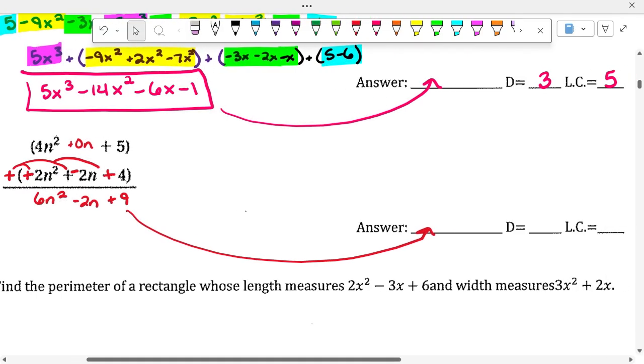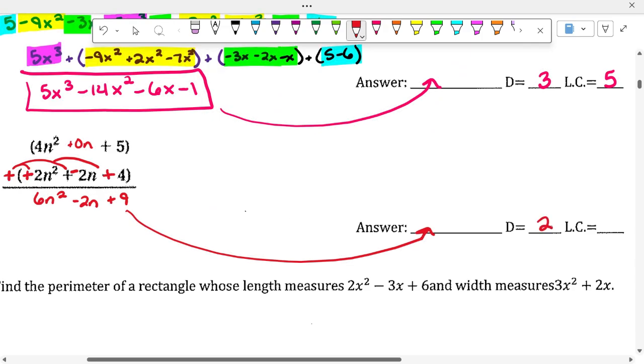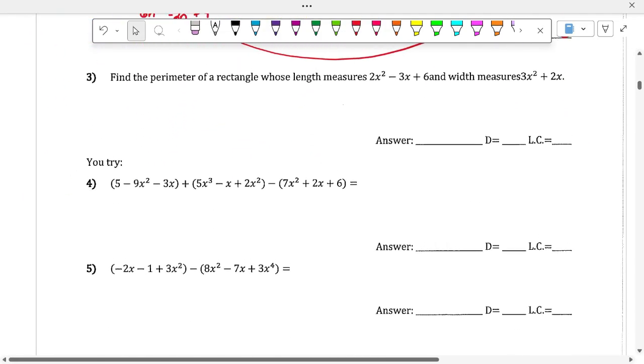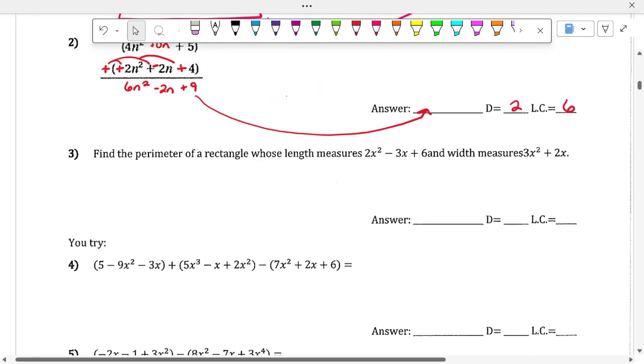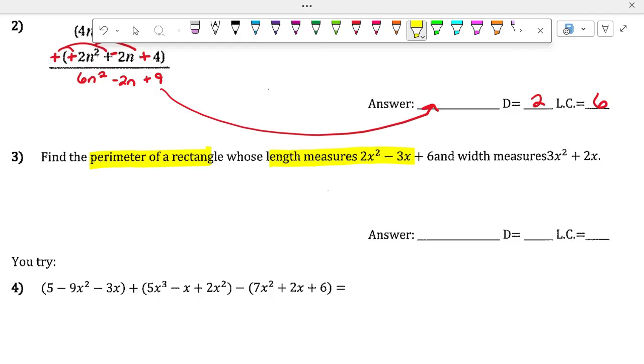What's the degree of this polynomial? The degree. 2. Leading coefficient? 6. All right. Last example we're going to do that I'm going to have you do on your own. So it says find the perimeter of a rectangle whose length measures 2x squared minus 3x plus 6 and whose width measures 3x squared plus 2x.